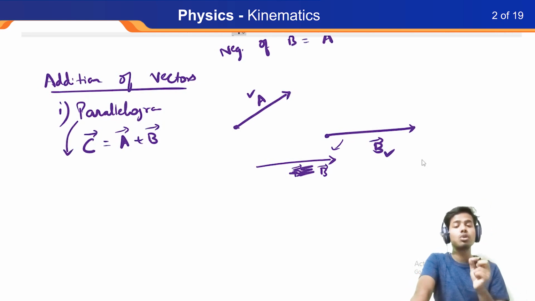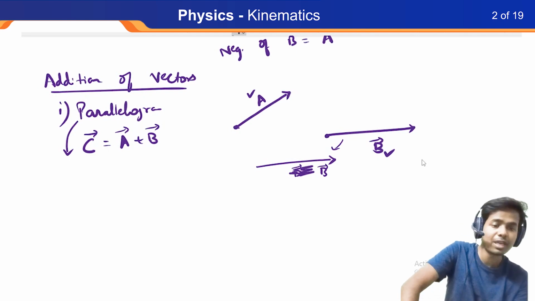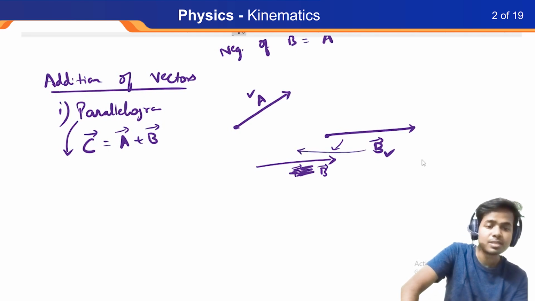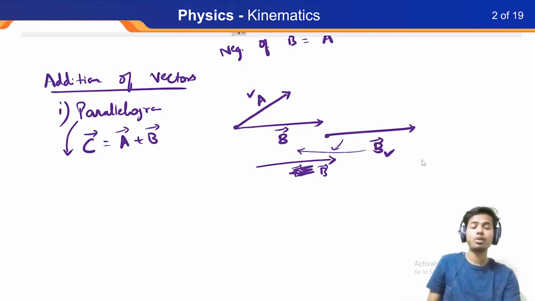To apply the parallelogram law of addition, what you have to do is place the tail of one of the vectors to the tail of another vector. We can bring b here such that it looks something like this. This is b vector. All right.